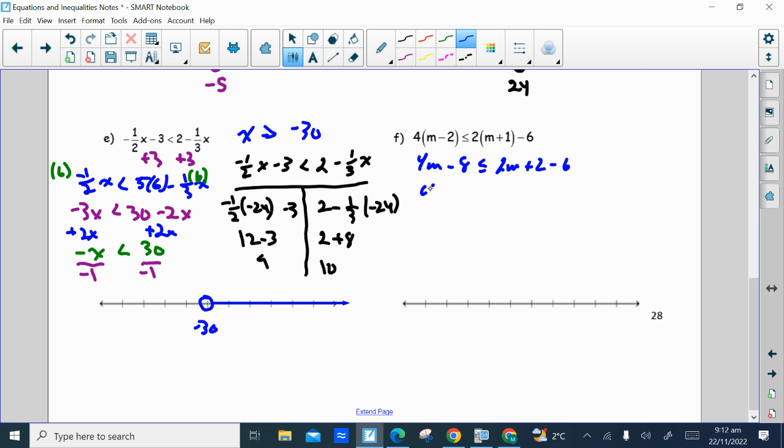So on the right side, I would probably combine the 2 minus 6. 2 minus 6 is minus 4. I would subtract the 2m's from both sides. On the right, they cancel. On the left, 4m take away 2m is 2m. I still have the minus 8, less than or equal to negative 4.